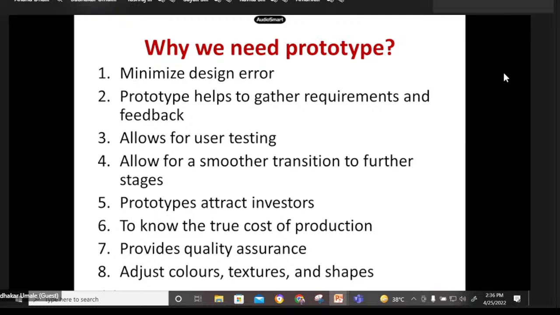Prototypes attract investors. These prototypes are shown to the different investors of the company, and we get the correct idea from them to know the true cost of production. What is the exact cost of production is decided by the prototype. Prototypes help quality assurance. Every manufacturing department has a quality department, and this quality department gives the quality assurance, then it is final. What we adjust in the prototype are requirements of different colors, textures, and shapes.